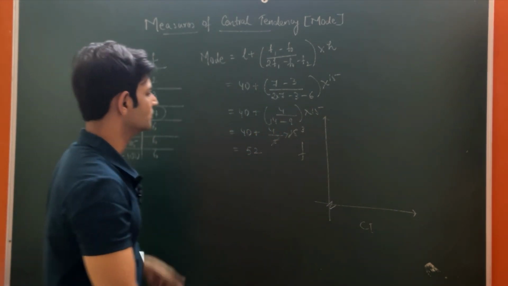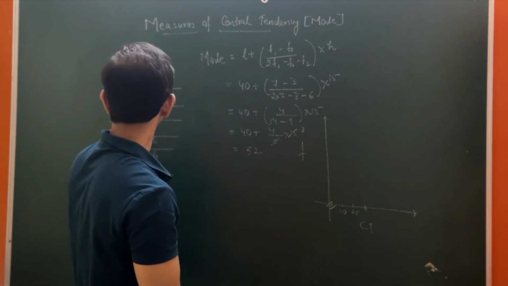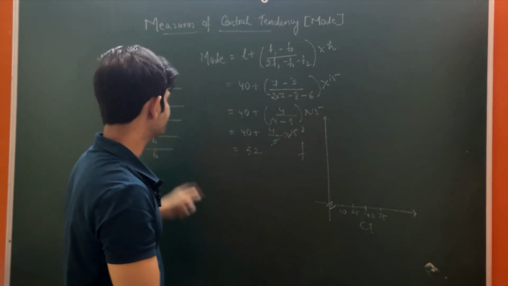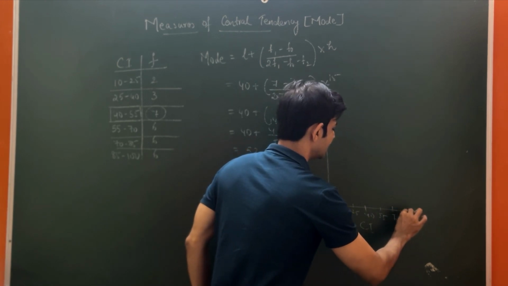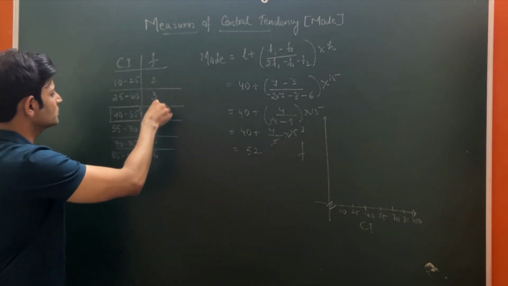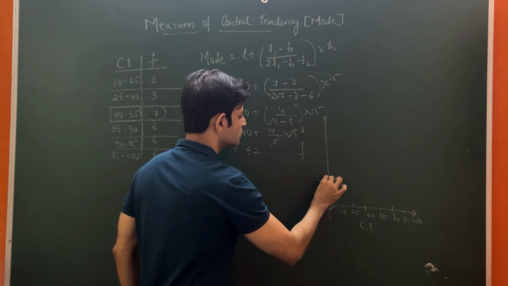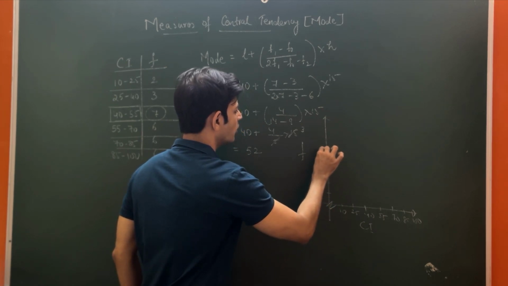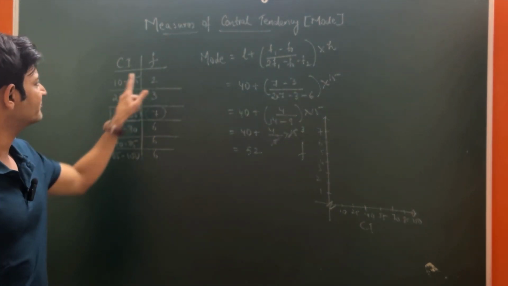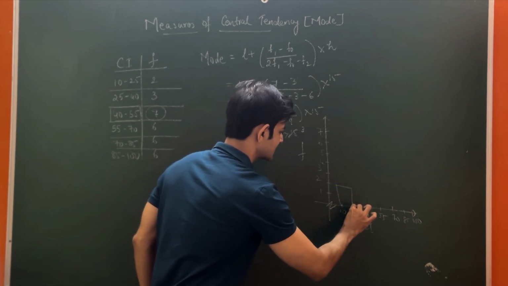So let's say the class intervals 10, 25, 40, 55, then we have 70, 85 and 100. Here we have frequencies 2, 3, 7, 6, 6, 6. I will go for 1, 2, 3, 4, so it is 1, 2, 3, 4, 5, 6, 7. So from 10 to 25 it is 2. So we'll draw it like this.